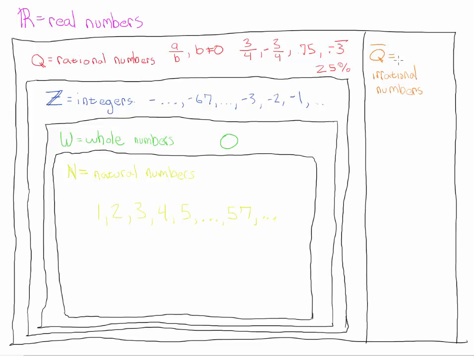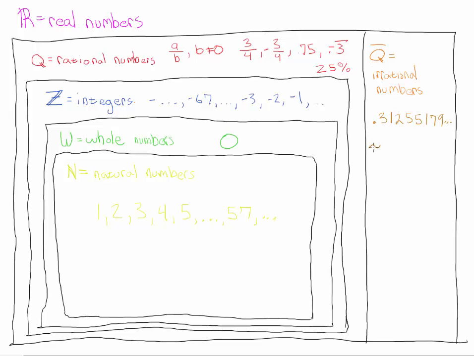Now, last but not least, within the set of real numbers are the irrational numbers. The irrational numbers are a special type of decimal that does not have a terminating point and does not repeat. So it's a decimal number with no terminating point and no repeating pattern. It's just different decimal numbers on and on and on forever without any termination and without any repeating pattern.